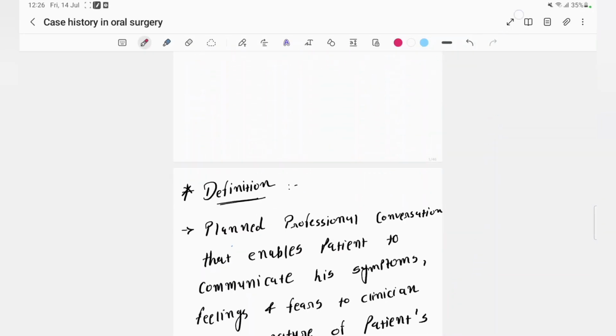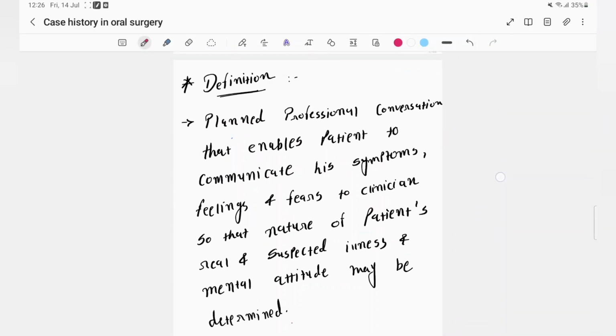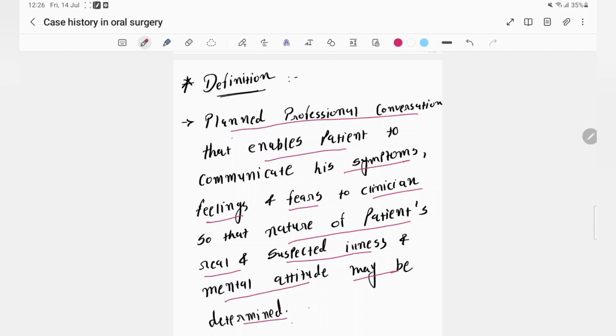So we will start with the definition, which is a very important viva question in any department. The definition of case history is a planned professional conversation that enables the patient to communicate his symptoms, feelings and fears to the clinician so that the nature of the patient's real and suspected illness and mental attitude may be determined.